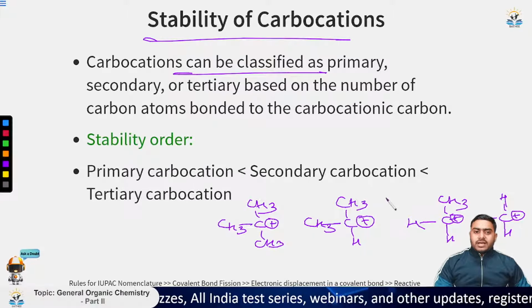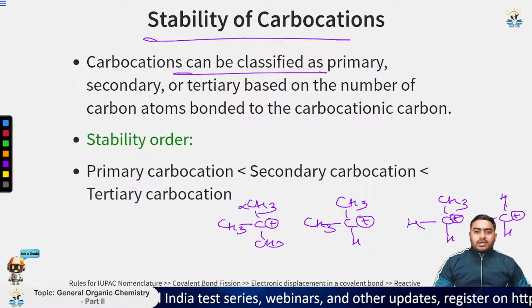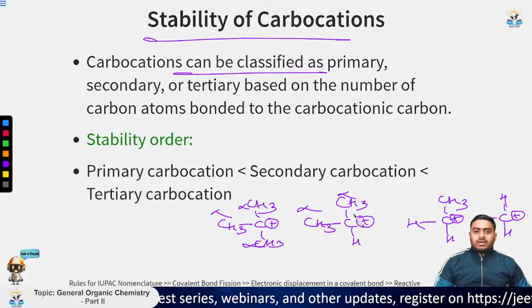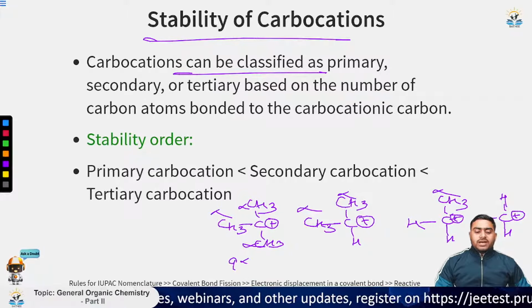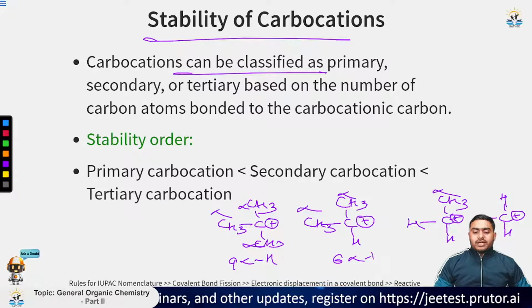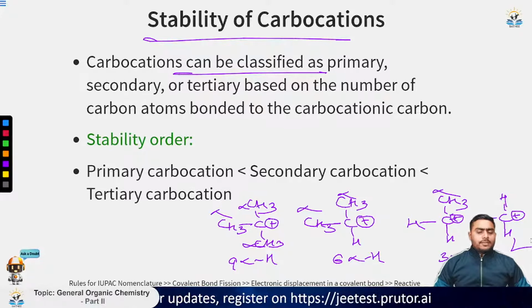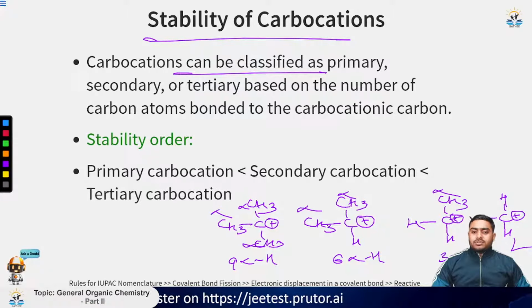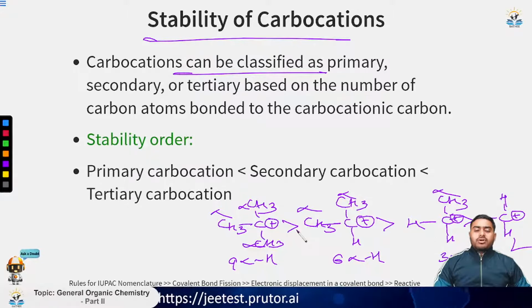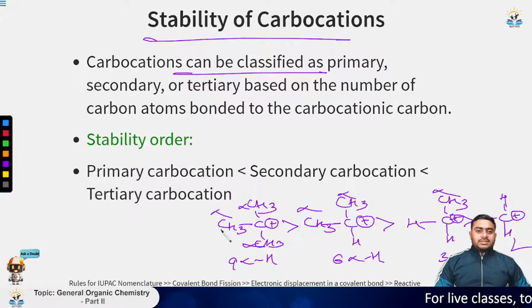You can see here alpha, alpha, alpha, alpha, alpha, alpha. So total 9 alpha hydrogens, total 6 alpha hydrogens, total 3 alpha hydrogens, and there is no alpha hydrogen. So no hyperconjugation in the case of CH3 positive, which is less stable. Then stability increases like this as the number of alpha hydrogens increases, due to the hyperconjugation effect. Okay, I hope this is clear to you. So that will be the stability order of carbocations.